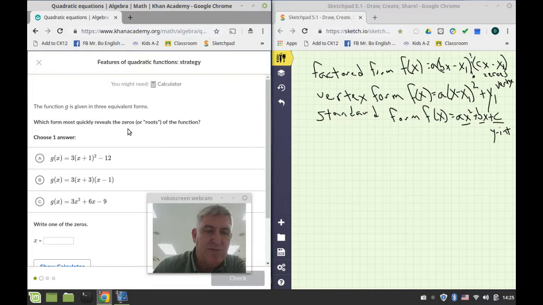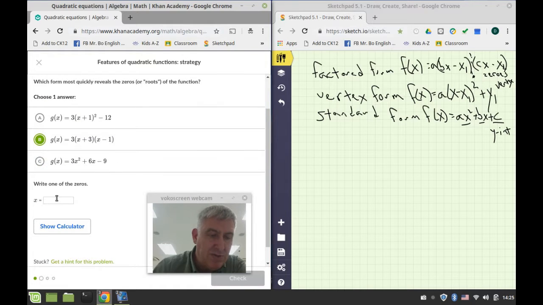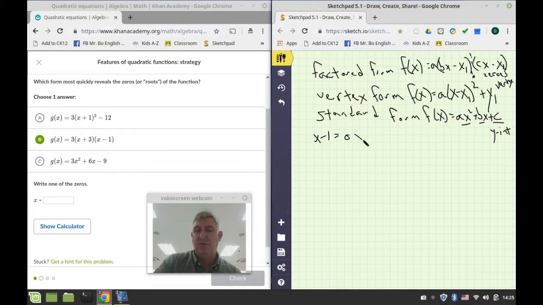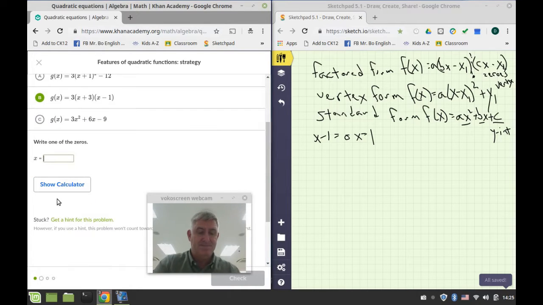Okay, function g is given in three equivalent forms. Which form most quickly reveals the zeros or roots of the function? And that's going to be our factored form. Our factored form shows zeros, so we're looking for something that looks like that. Here it is. X plus something, x minus something. Okay, there it is. And write one of the zeros. Let me see. X minus 1 is 0, so x is equal to 1.